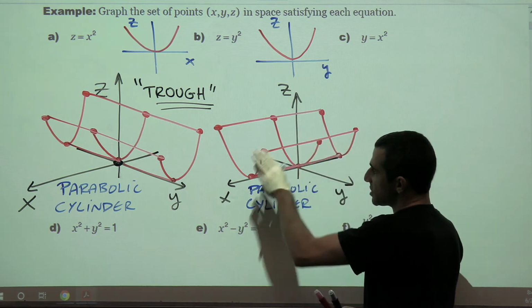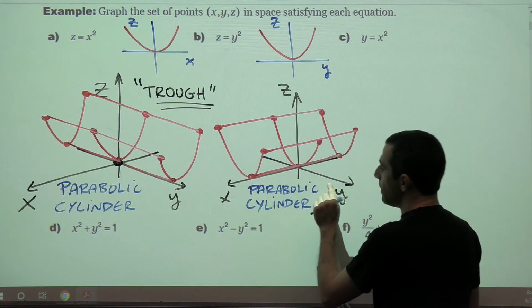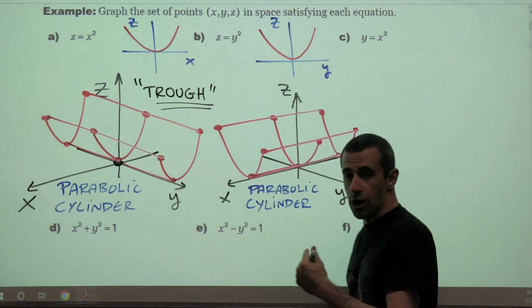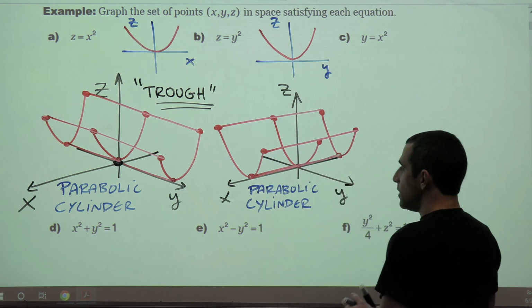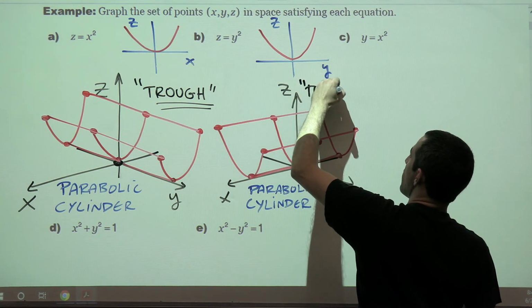Cylinder because all the cross sections look the same when you take those cross sections to be perpendicular to the x-axis. And parabolic cylinder because those cross sections are all parabolas. And again, a more common term for this is trough.